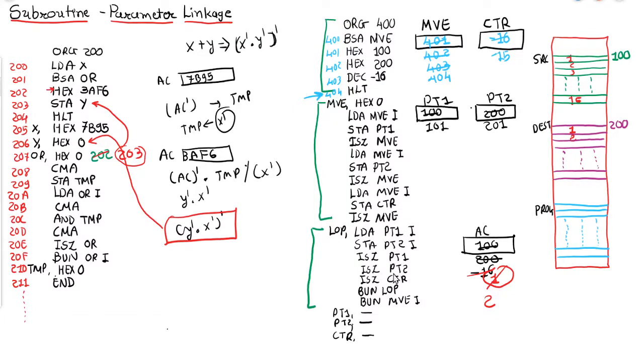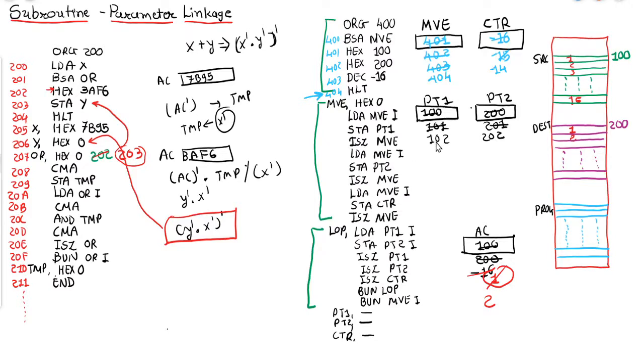Then ISZ PT2 and ISZ PT1. So this will be incremented to 102. Then this will be incremented to 202. Okay, after that ISZ counter. So the counter will be incremented to minus 14. Okay, so we have successfully copied the two memory words from source to destination. Okay, so similarly let's go with one more cycle. And then execution will continue like that only.